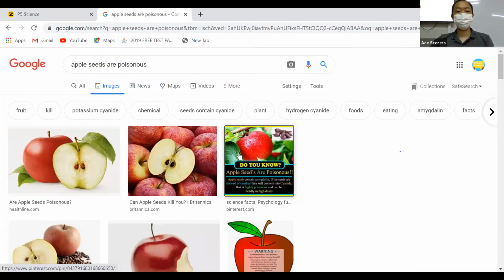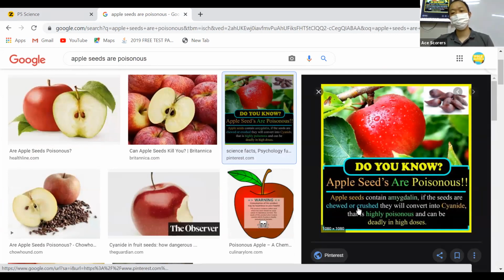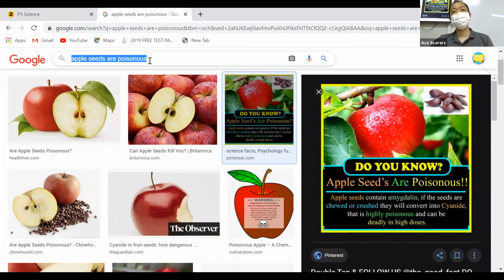Did you know apple seeds are poisonous? If the seeds are chewed or crushed, they convert to cyanide, and that's how it can be deadly in high doses. Oh, I just swallowed it. Okay, but a little bit is fine. You need to eat like a kilogram of seeds.